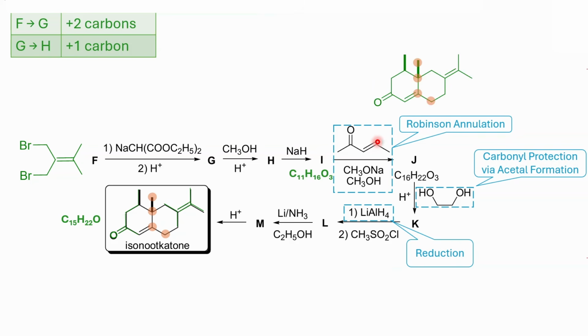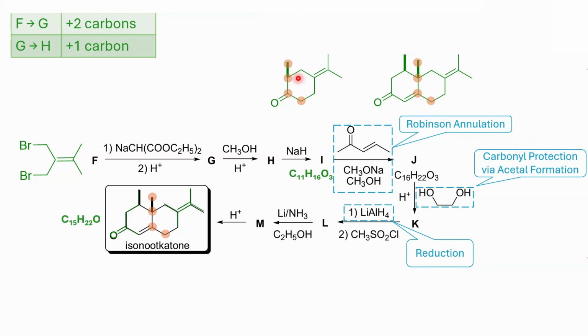And since we know that this is a Robinson annulation, we can actually propose a backbone for I as well. We can work backwards to propose a backbone for compound I. This helps us identify that we need 2 molecules of this reagent in order to make I. Okay, so this is again the backbone. This has only 1 oxygen, so which means we have 2 more oxygens. That's probably COO methyl, right?